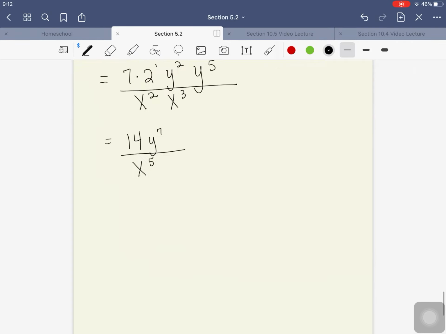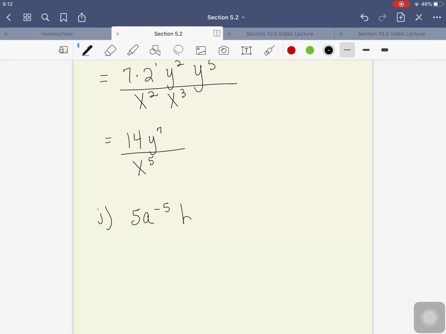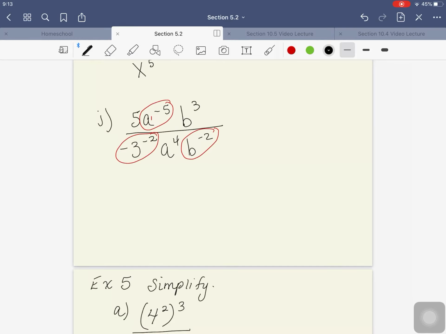All right, let's try one more. 5a to the negative fifth, b to the third, over negative 3 to the negative second, a to the fourth, b to the negative second. All right, so let's circle what we're going to flip. We're going to flip this a to the negative fifth, negative 3 to the negative second, and b to the negative second. All right, so what is left in the numerator?